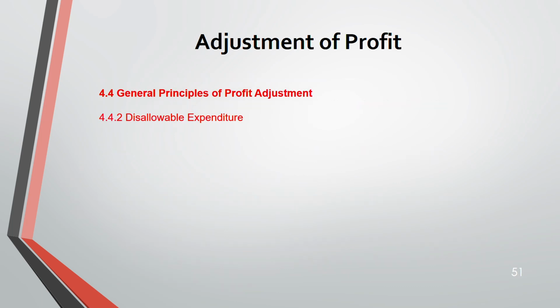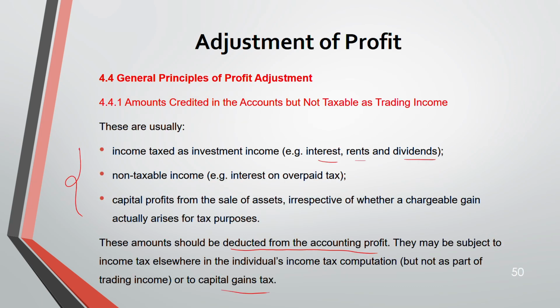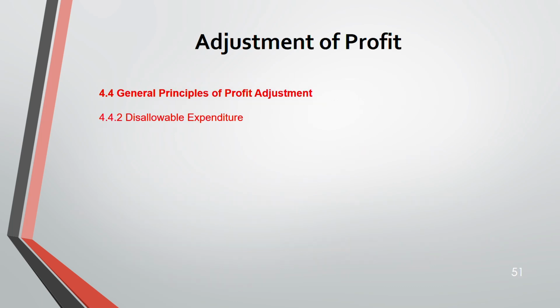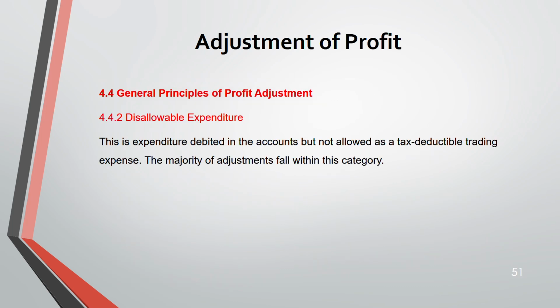Now, next, the first slot was amounts not taxable as trading income, but you have taken as trading income. Next is your disallowable expenditure. Expenditure which you have deducted, now you have to add back to your accounting profit, because from the point of view of tax, they are not allowed.